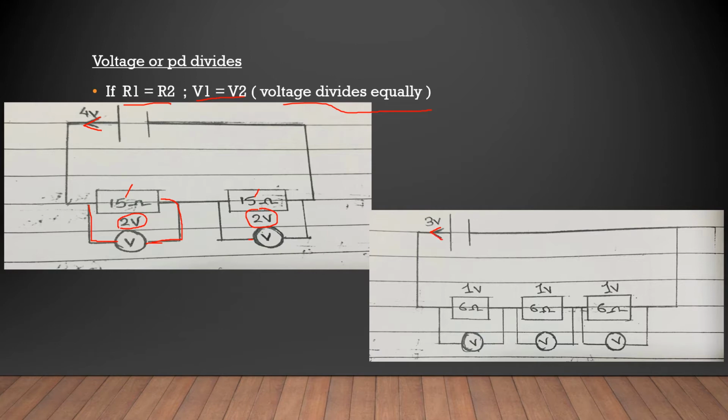Okay. Now, for example, see another case. Here the total voltage is 3 volt. We have three resistors here, each having the same resistance, 6 ohm. R1 is equal to R2 is equal to R3. In that case also the voltage will divide equally. So this 3 volt will divide, and across each resistor the voltmeter reads 1 volt.